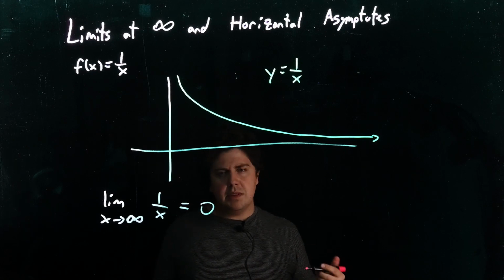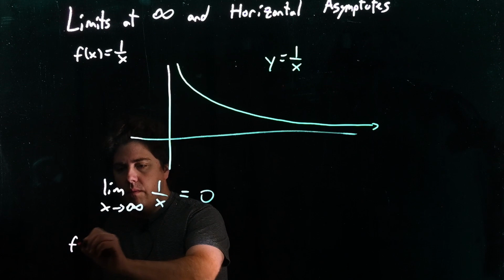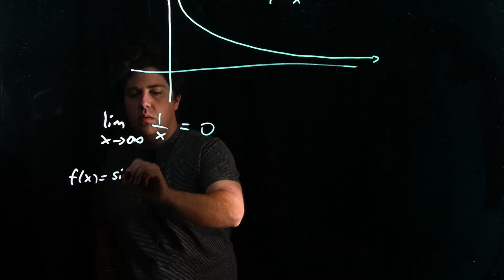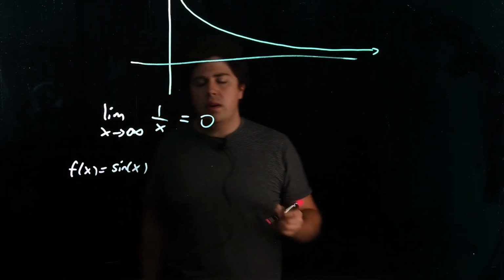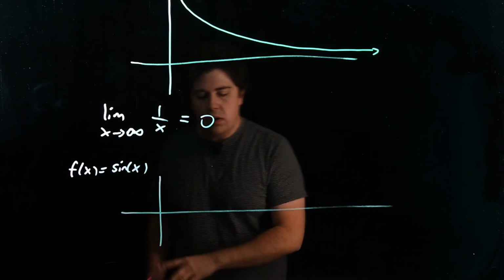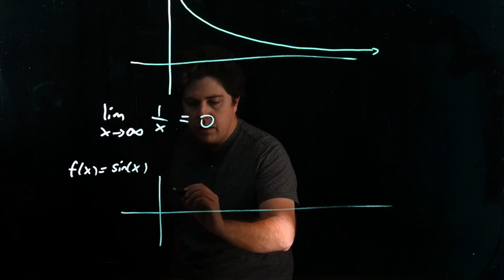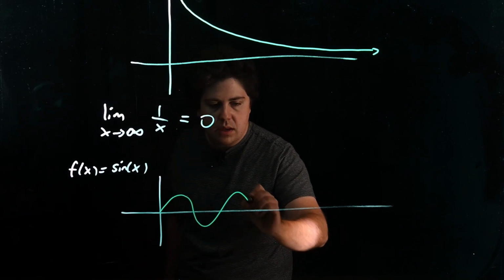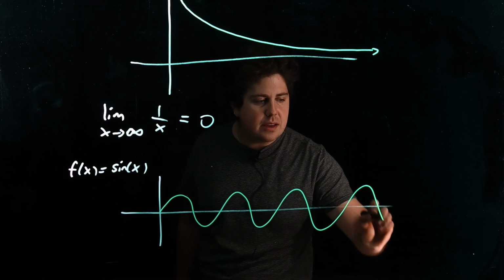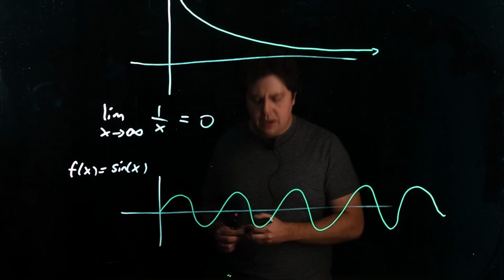So some functions have limits at infinity, some functions don't. For example, if you take f of x is equal to sine of x, this isn't going to have a limit at infinity for the same sort of oscillatory reason that sine of 1 over x doesn't have a limit at 0. This function just keeps bouncing up and down, and it doesn't really hit a limit. So this is an example of something that doesn't have a limit at infinity.